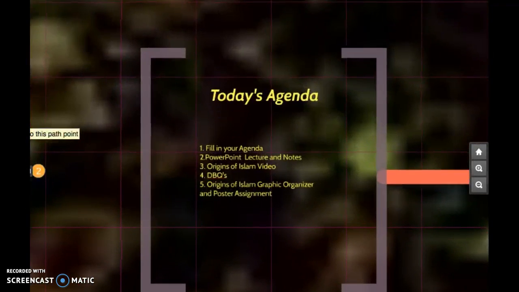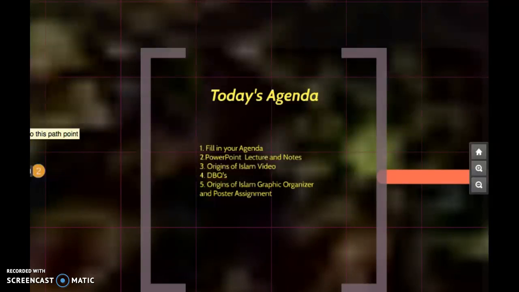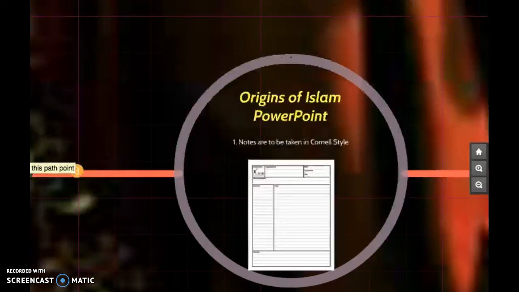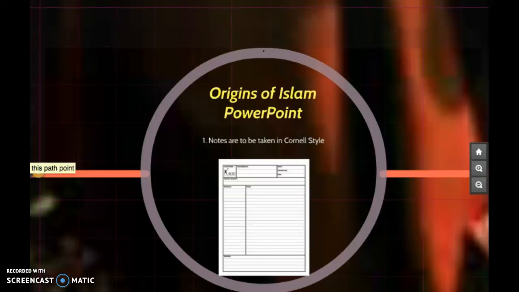As students walk into class, they will be filling in their agendas, which will include the day's activities, such as the lecture and notes, video, DBQs, and the graphic organizer and poster assignment. The lecture will be given using either a PowerPoint or a Prezi such as this one. Students will be taking notes in their notebooks using Cornell style.